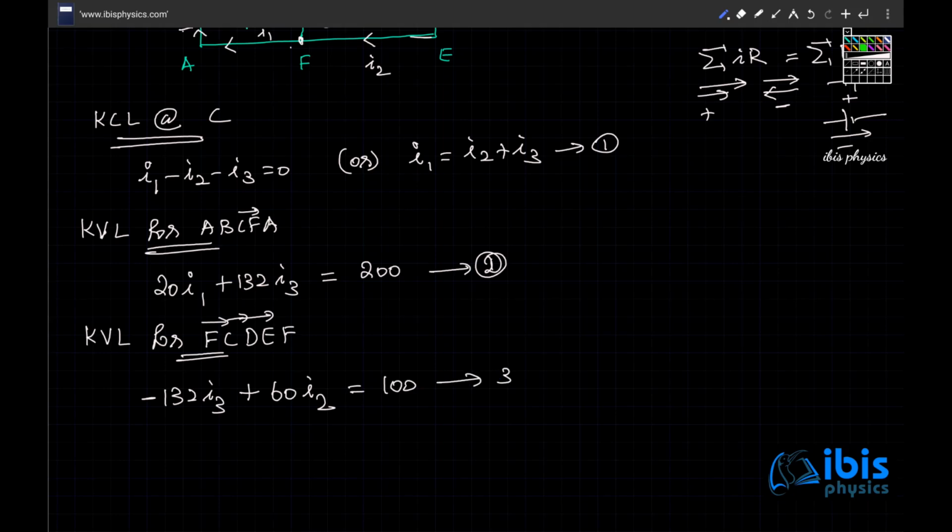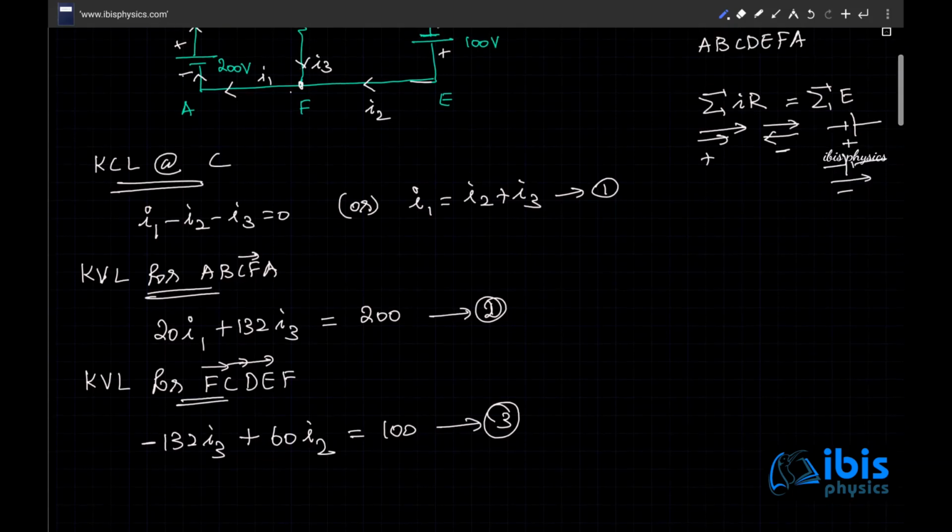Now these two equations are sufficient to solve. We can substitute I1 is equal to I2 plus I3 from this relation. There is already I2, I3, and you can substitute it here and solve. Or you can also do the other thing.